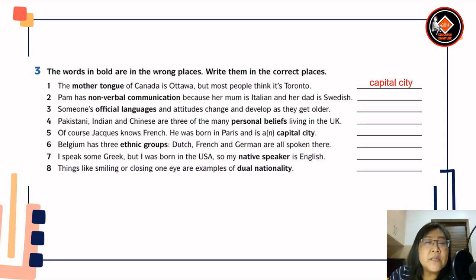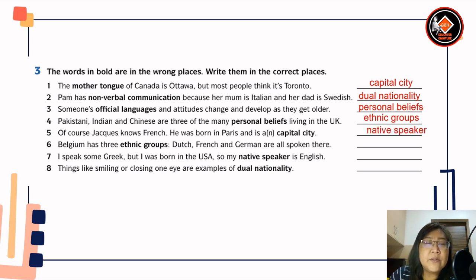Number 2, Pam has non-verbal communication because her mother is Italian and her dad is Swedish. So answer is dual nationality. Someone's official languages and attitudes change and develop as they get older. So answer is personal beliefs. Pakistani, Indians and Chinese are 3 of the many personal beliefs living in the UK. So answer is ethnic groups. Of course, Jacques knows French. He was born in Paris and is a capital city. So answer is native speaker.